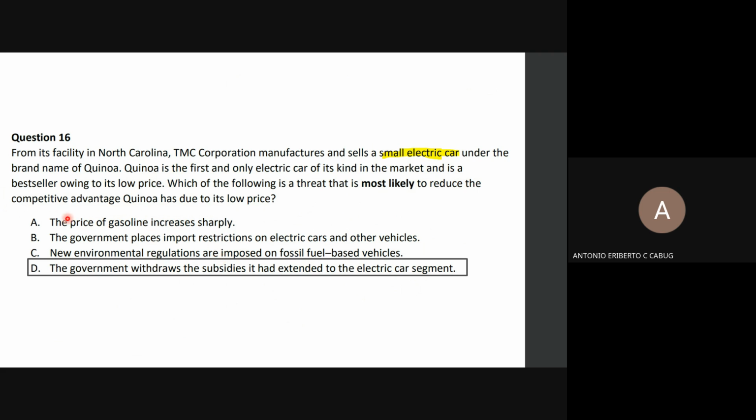Remember, to have a competitive advantage means to be more profitable than the industry. If there will be less subsidies extended to Kinoa, then the tendency is that TMC will be less profitable from the sales of Kinoa. If the government withdraws the subsidies it had extended to the electric car segment, there will be less inflow of cash in the sales of Kinoa. So the correct answer here is D as in dog.